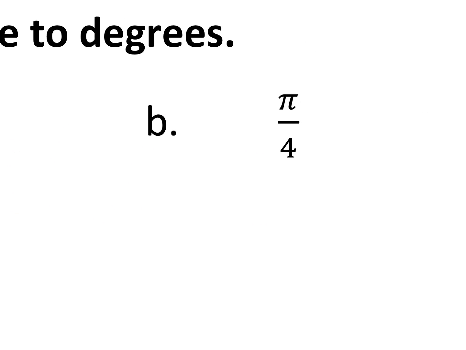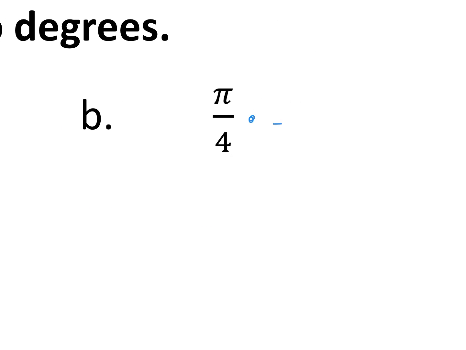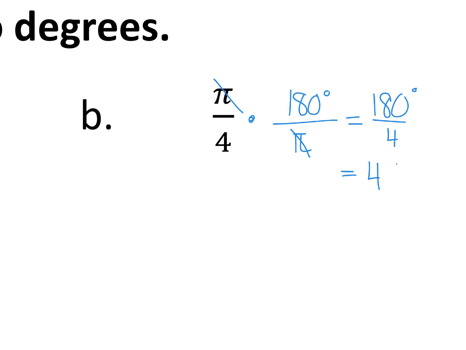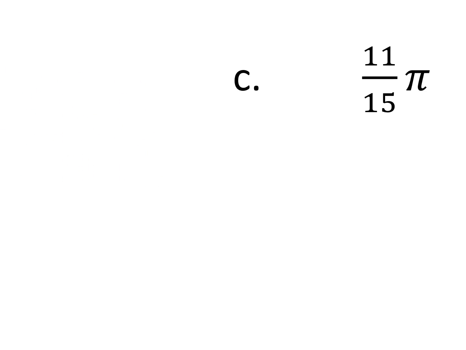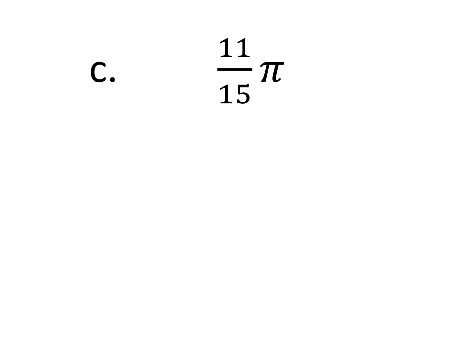Part B, same thing. I want to get rid of the pi's. I want radians gone. So I put pi on the bottom. I put 180 up top. These cancel. I multiply across. 180 divided by 4 is going to equal, I could use my calculator to simplify that, but it's 45 degrees. And I'm done. All right, for part C, pause the video. I want you to try it yourself and then compare answers. And if you don't get the correct answer, make sure you ask in class tomorrow.